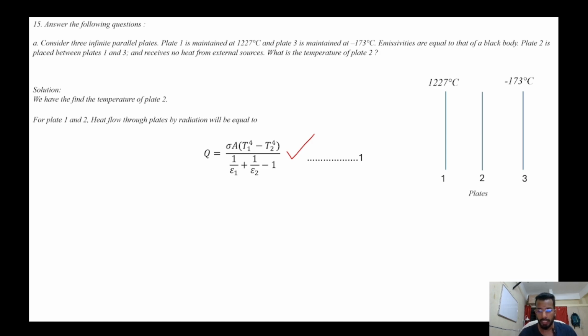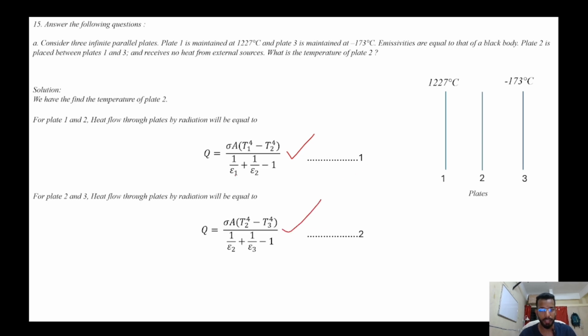Okay. For plate 2 and 3, heat flow through the plate by radiation will be equal to this formula. The formula is same. This is between plate 1 and 2. This is between plate 2 and 3. We know that flux always remains the same between the plates, whether it is a cylinder, composite cylinder, wall, composite wall, sphere, or composite sphere, flux always remains the same.